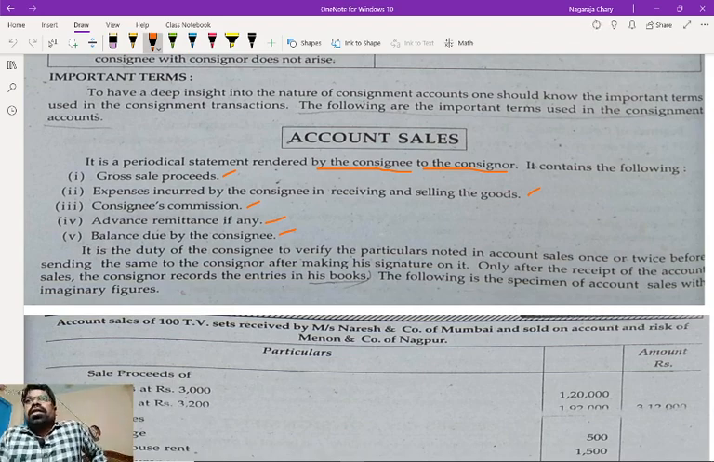So, sale proceeds. At what price the goods are sold by the consignee? At what price is it sold by the consignee? That detailed information should be given to the consignor.